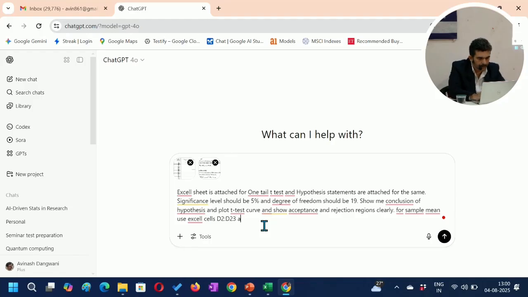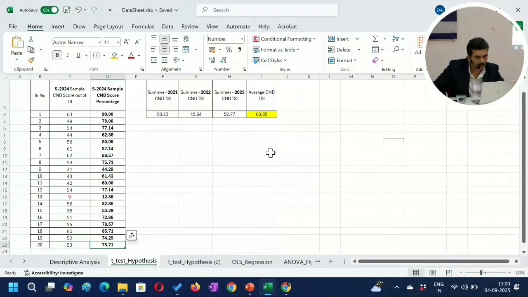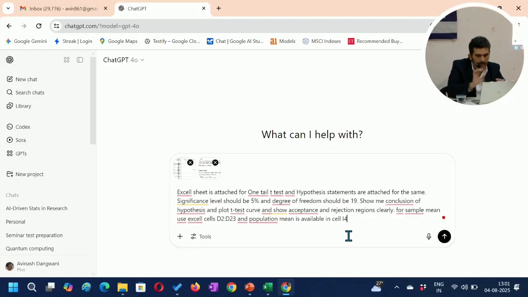And the population mean is available in cell I4. See, I am specifying the data cells properly, because if you are not specifying, it may take some random values also. Therefore, it is very important to specify every cell which is useful in your formula.